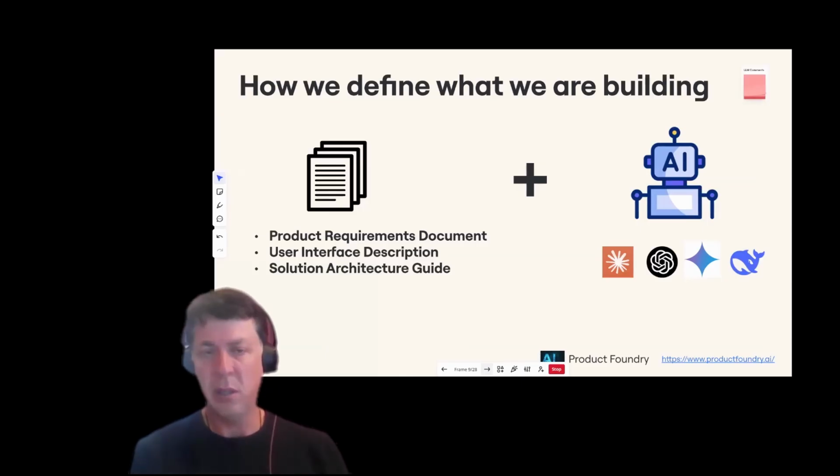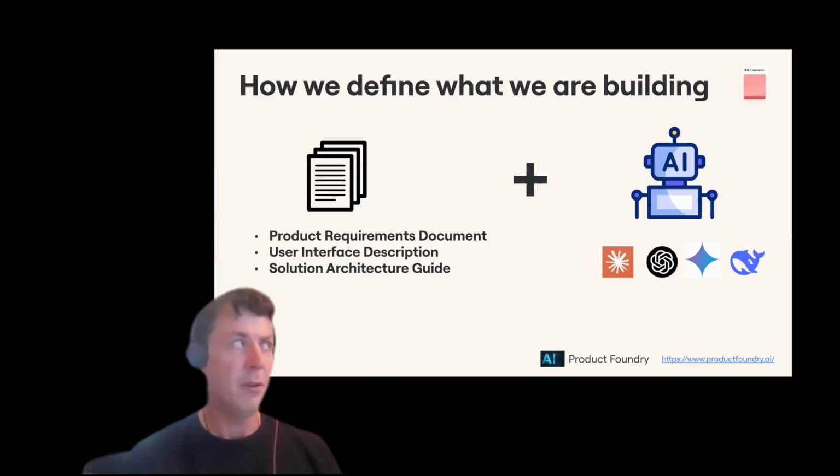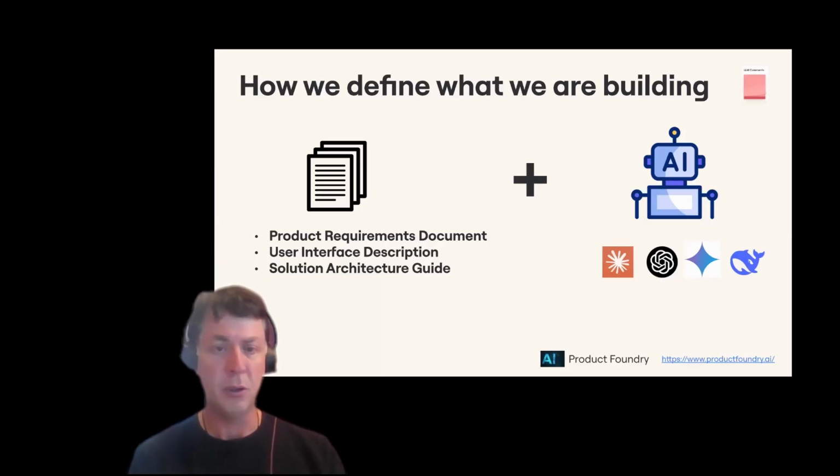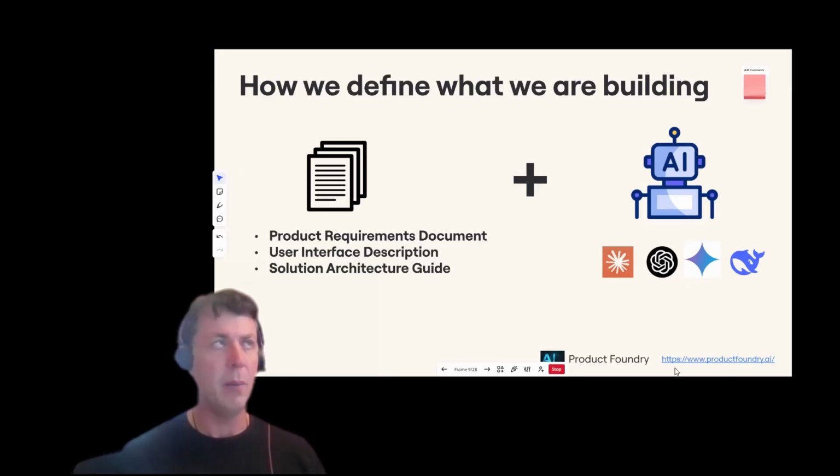What we're going to do in this case is build a front end focused session. So we'll focus on building an actual product of some sort. The first thing we're going to do is build a product requirements document. We'll then build a user interface description and then a solution architecture guide. And then out of that, we'll throw that into create implementation. We'll go from there.